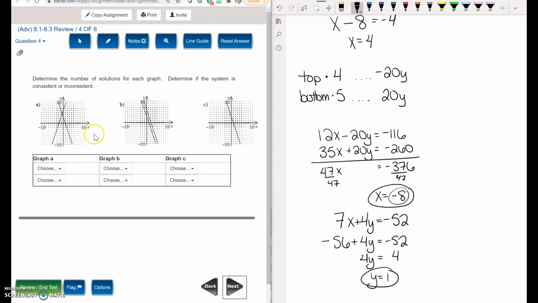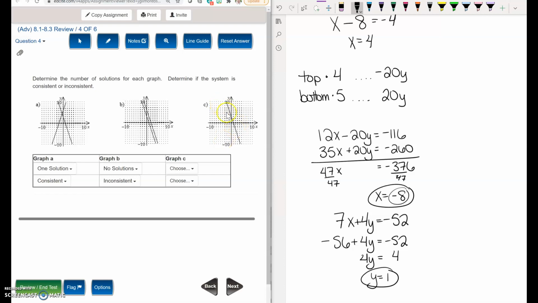Determine the number of solutions for each graph. Determine if the system is consistent or inconsistent. In graph A, there is one solution. They meet at one place. So you're going to say one solution. And if there are solutions, it is a consistent system. In B, it's a parallel system. Parallel lines have no solutions. And if there are no solutions, it is an inconsistent system.